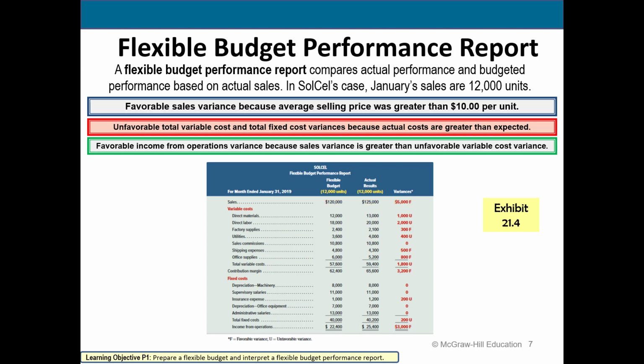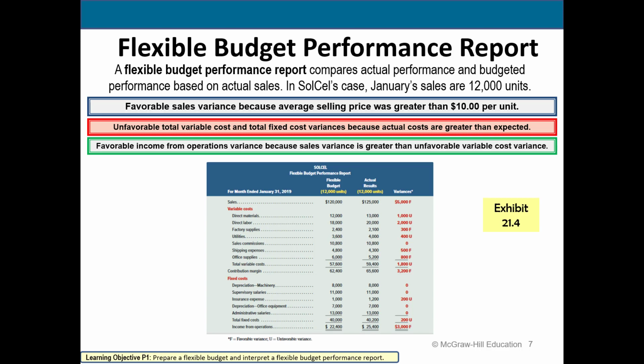Then we'll do the same computations for all of the remaining costs. So for variable cost, looking at the direct materials, the actual result was $1,000 higher than the flexible budget. So they spent $13,000, but the budget was $12,000. So that is an unfavorable variance. And then following down, you will do the same computation for each of the variable and the fixed costs.